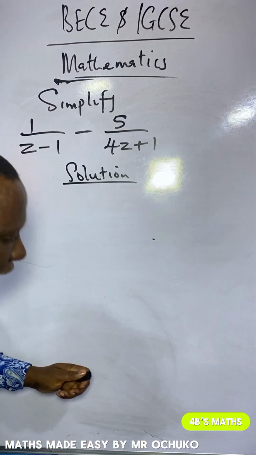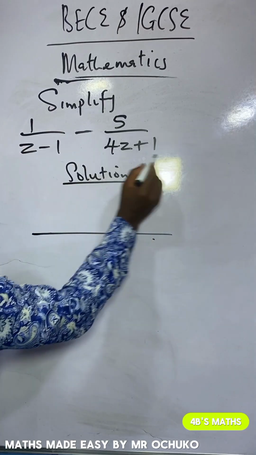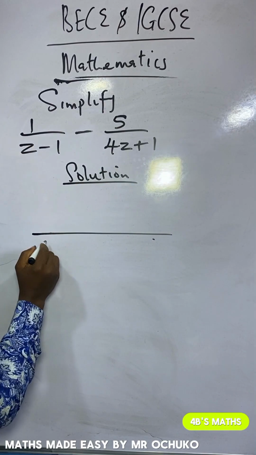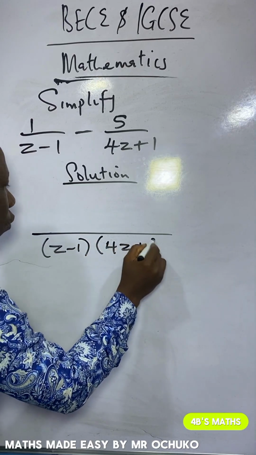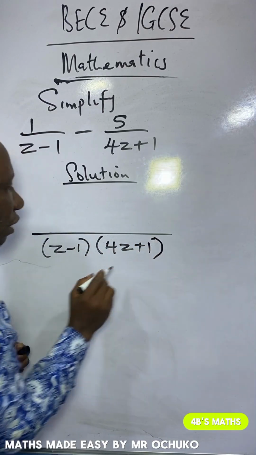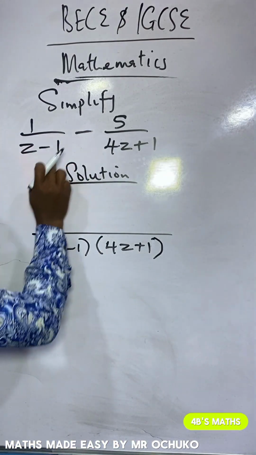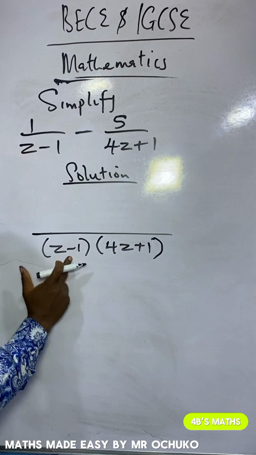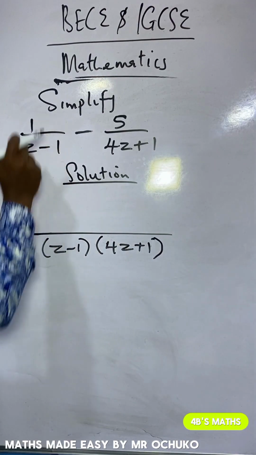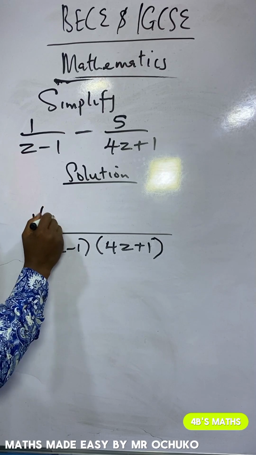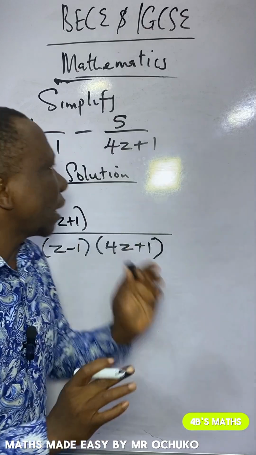Now look at it. Like I said in the other one, we have to look for the LCM of the denominators. The LCM is multiplying z minus 1 and 4z plus 1. That is the LCM. You understand me? The next thing, z minus 1 dividing this is going to cancel out itself, and we are left with 4z plus 1. So 4z plus 1 times 1. So I have 1 expanding 4z plus 1. That is that stage.